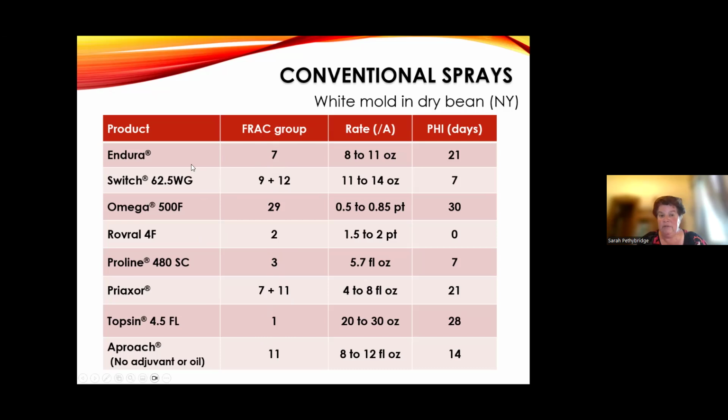And they're also of differential cost as well. For example, Topsin, there's generics as well, and it's a lot cheaper than the others such as Endura or Omega, where there aren't generic formulations available.